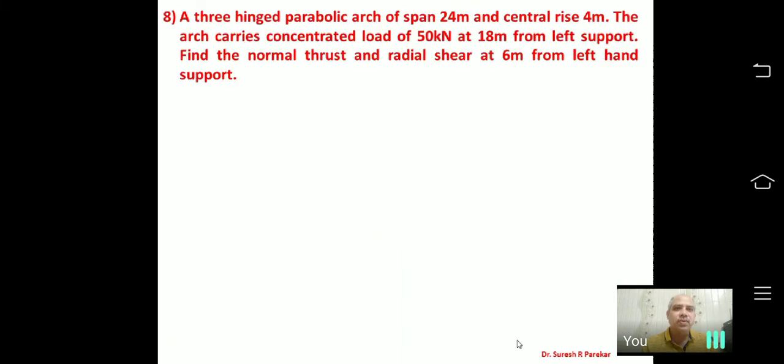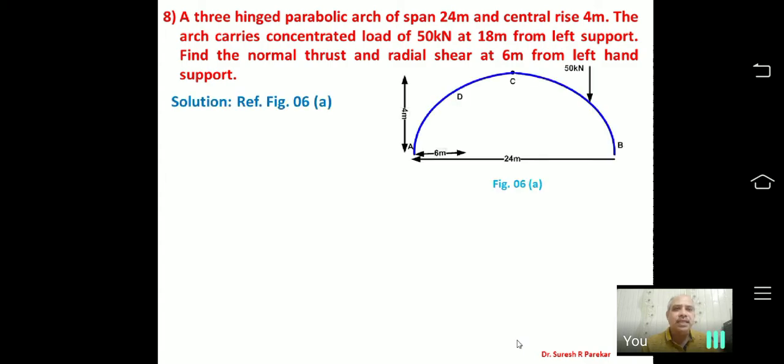Now we will switch over to the second problem, and now you can see the diagram. We have taken 50 kilonewton toward the right part, and we have to find out normal thrust and radial shear in the left part. So this is the second. We have taken the load on one side and we are interested to find it on the other side. Now we have to go first for reactions. So we have VA, VB, HA, HB. Now in the same fashion, this 50 kilonewton is acting at 18 meter from A.